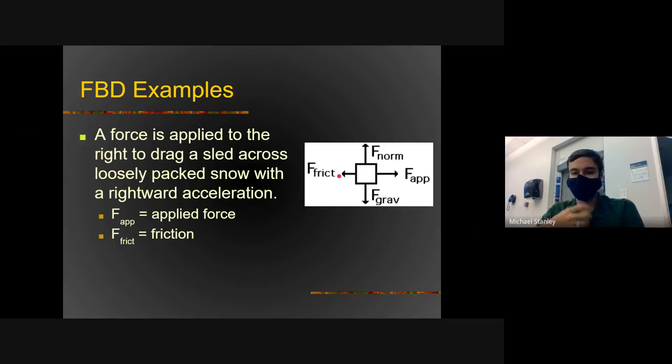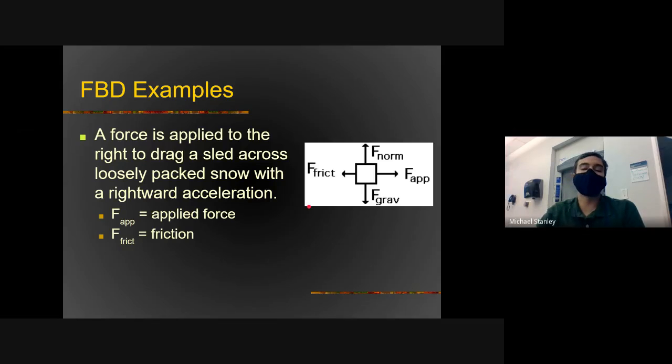All right. So now we are adding on a couple extra elements here. In this one, a force is applied to the right to drag a sled across some loosely packed snow, and it's accelerating to the right. So some kid is pulling on their sled and they're running off to the right and they're speeding up as they're going.